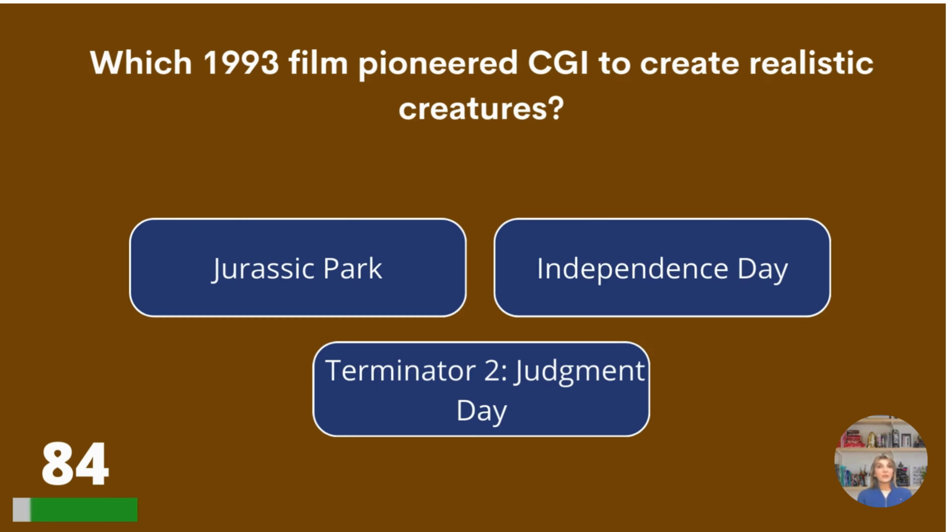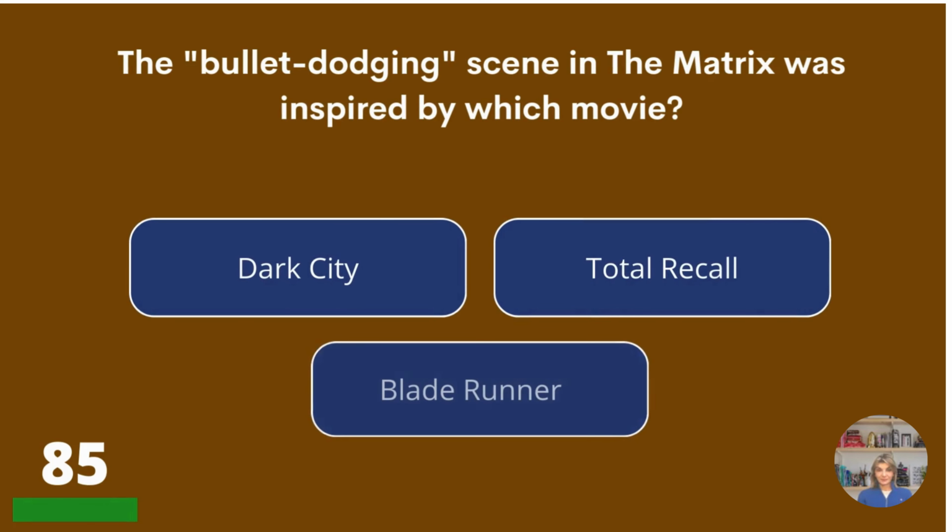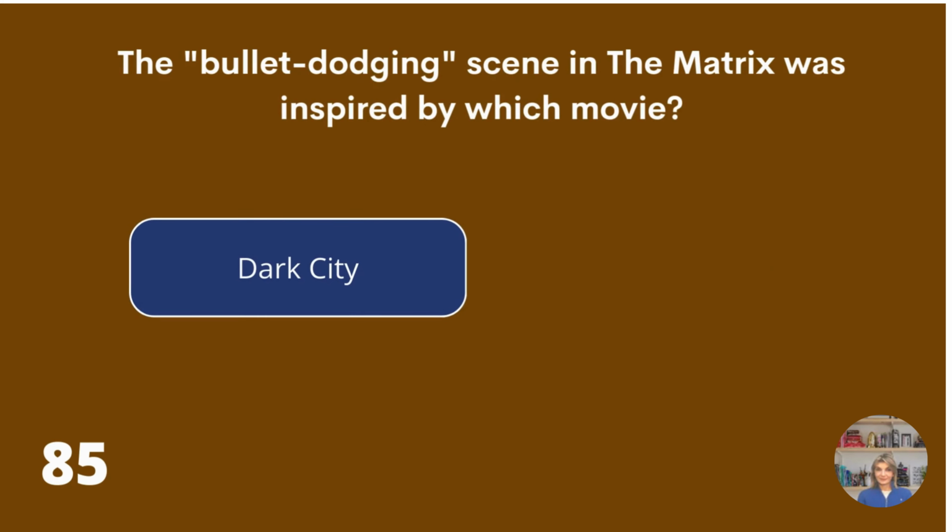Which 1993 film pioneered CGI to create realistic creatures? Jurassic Park, Independence Day, or Terminator 2, Judgment Day? Jurassic Park. The bullet dodging scene in The Matrix was inspired by which movie? Dark City, Total Recall, or Blade Runner? Dark City.